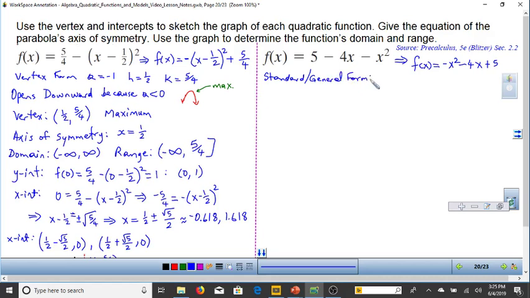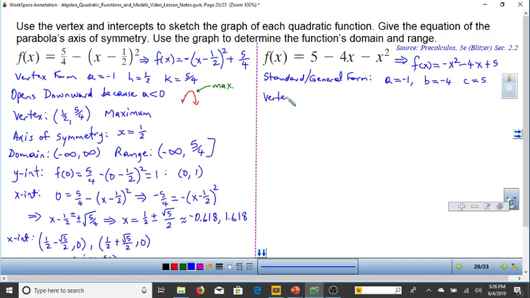And in this case, we get a, which is negative 1, b, which is the coefficient of x, negative 4, and c, which is 5, the constant. We do not know h and k as yet, but we do know that the graph opens downward because a is negative. So we know right away that that's that. So let's find out what the vertex is.